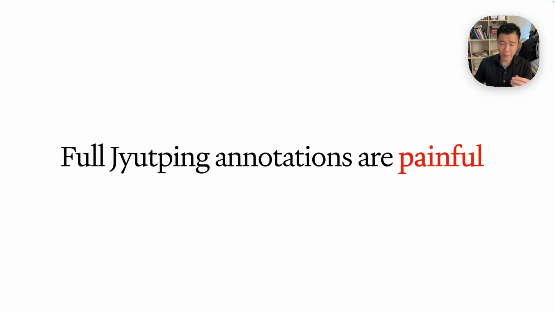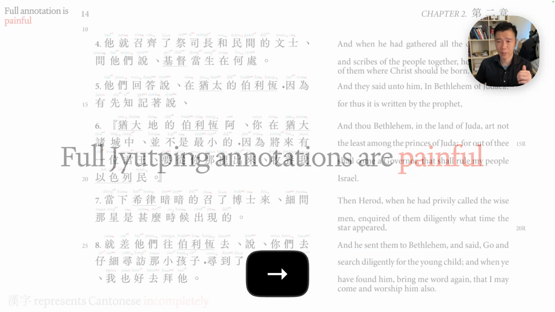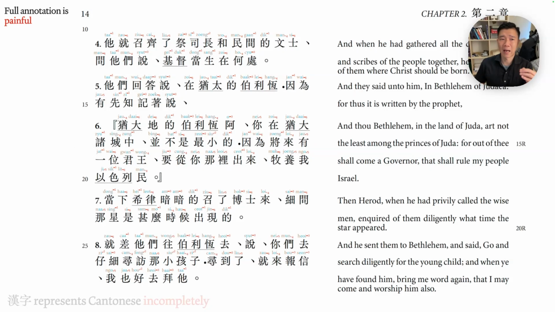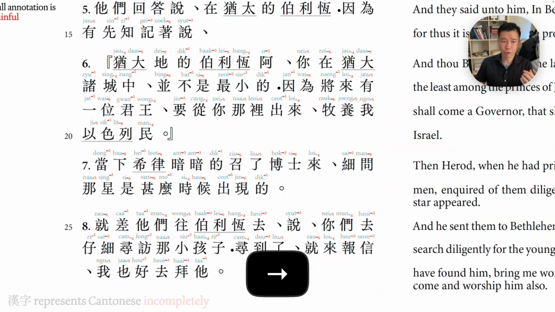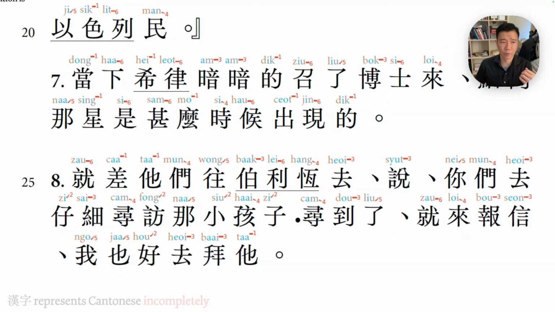Let me show you an example of something I've done in 2022 before the Cantonese font was available. This is a Chinese-English parallel typesetting of the Gospel of Matthew. And let's zoom into just verses 7 and 8. What we have here is very information dense.